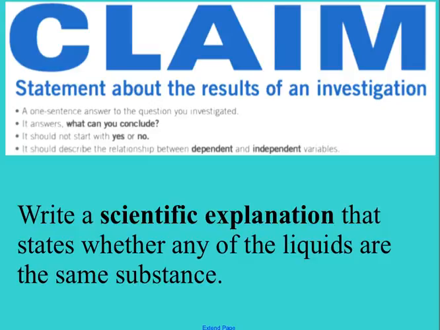So a claim is a statement about the results of an investigation. It's a one-sentence answer to the question you're investigating. It answers what can you conclude. It should not start with yes or no, and it should describe the relationship between the dependent and independent variables when applicable. So what you were supposed to do is write a scientific explanation that states whether any of the liquids are the same substance.